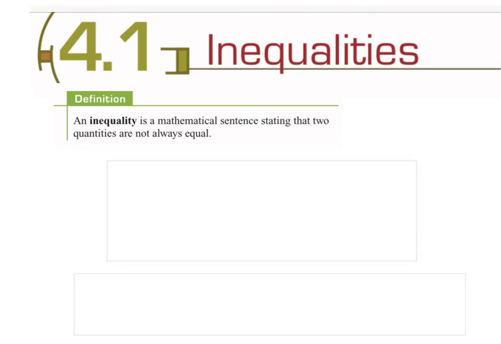When you hear the word equation, equation should bring to mind an equal sign. Inequality means it does not equal. So it's really any type of solving that is not equal. And so the definition here on this first page says an inequality is a mathematical sentence stating that two quantities are not always equal.